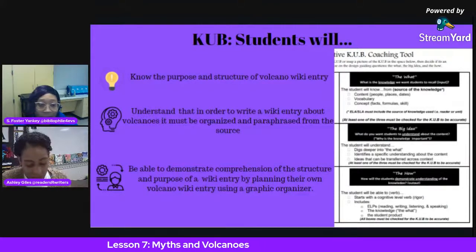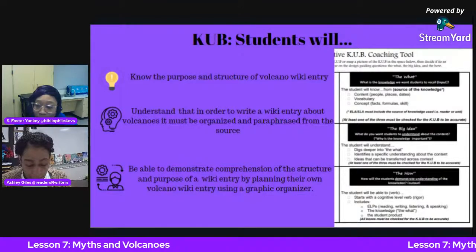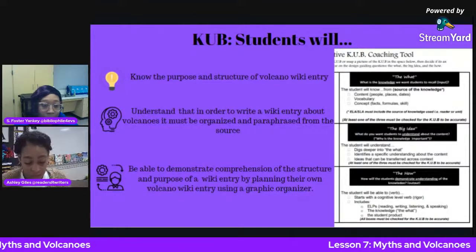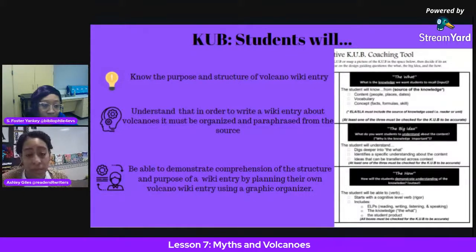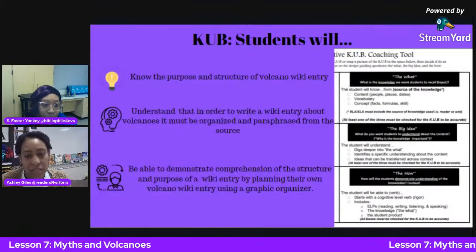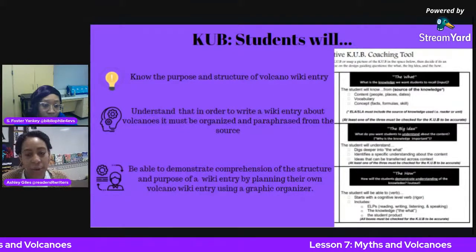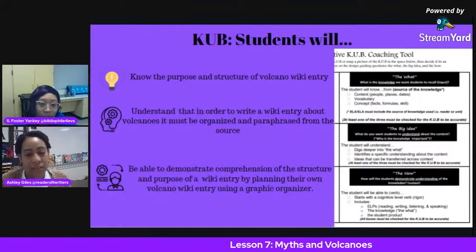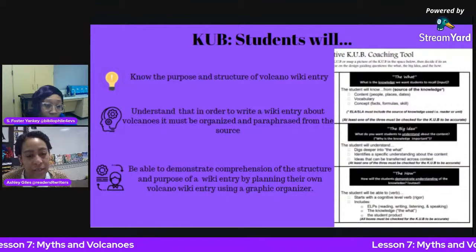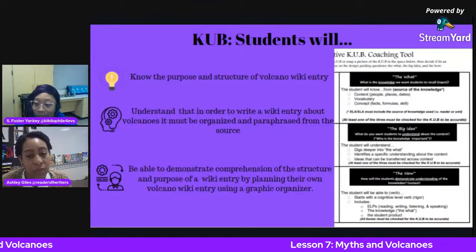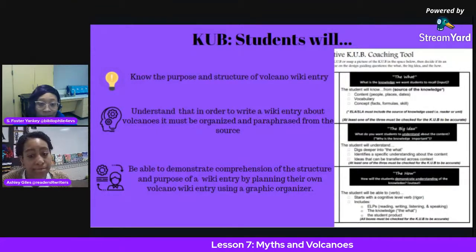I'm just looking at my notes a little bit more. You're right. Is it just the wiki, or is it the paraphrasing part? So maybe from looking at my notes after internalizing, this is just what is the purpose of a wiki and the structure. So you're starting them off because later on, I think lesson 8, they're going to start paraphrasing. So yeah, we should take out that paraphrase part.